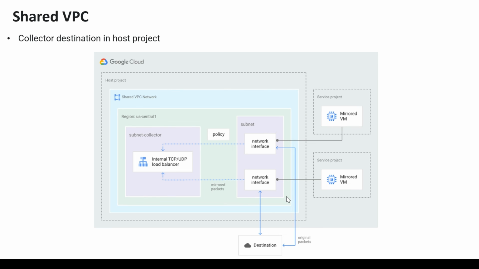So if you want to set up a collector destination in the host project, let's say here as well, you can create your load balancer in the host project, and all these service projects are going to have the source VM or the mirror VM. Since these service projects are attached to this host project, the network is allocated from the shared VPC only, and that's why multiple service projects can have a mirror VM, send the mirror traffic to this load balancer, and the policy can be attached, right? Because they are in the same network, right?